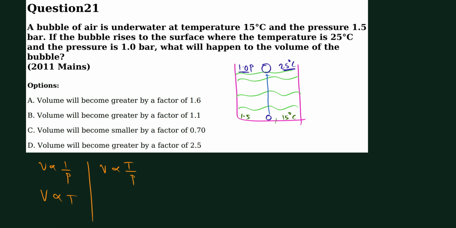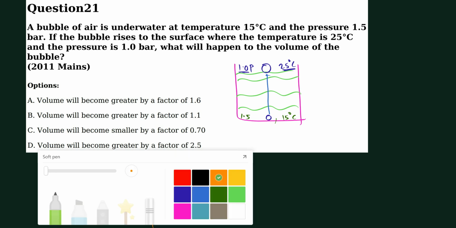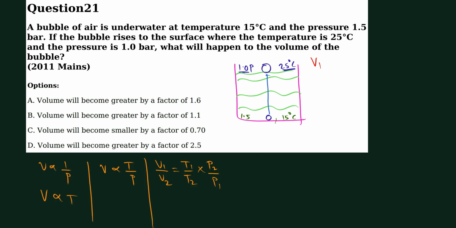When you make a formula, we can write this as V1 by V2 equal to T1 by T2, since it is directly proportional, and P is inversely proportional, so we write P2 by P1. Now you find out what is T1, what is V1. Initially the volume of the bubble, let us assume, is V. When the bubble rises to the surface, the volume becomes V2. That we need to find: V2 is how many times compared with V1.